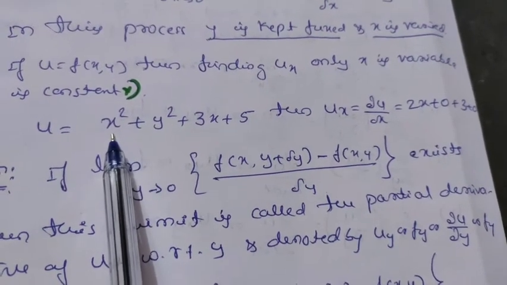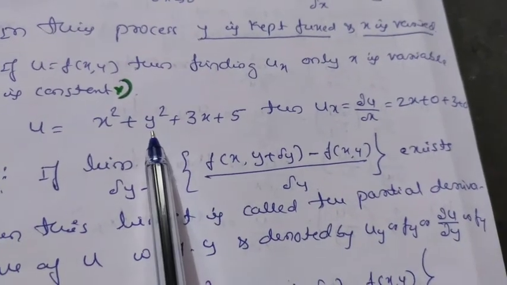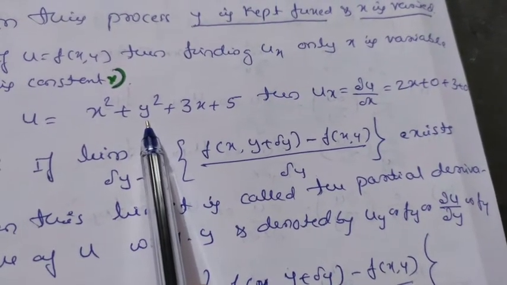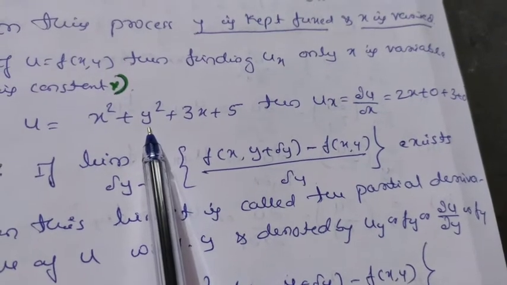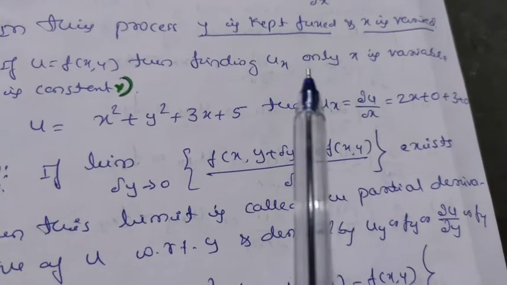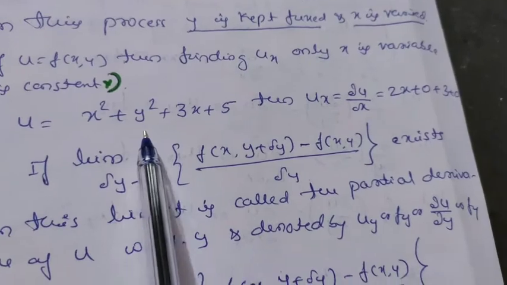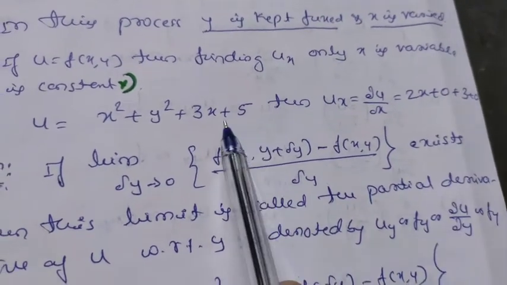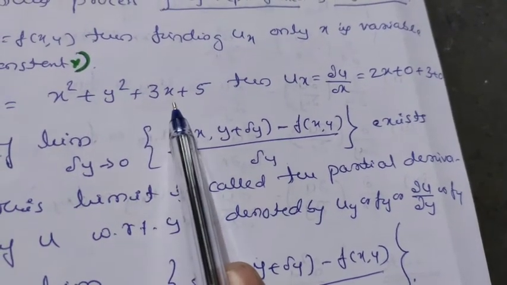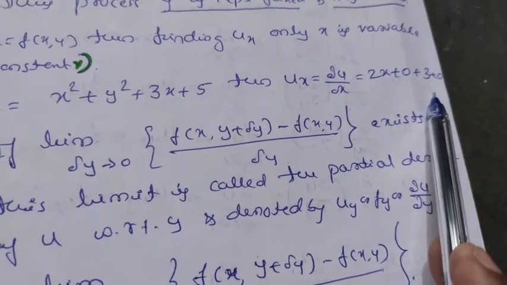So here differentiating x square with respect to x we get 2x, and differentiation of y square partially with respect to x means y is constant. I told you this one is very important. While finding the partial derivative with respect to x, only x is variable, remaining are all constant. So y is constant, and the derivative of a constant is 0. Then the derivative of 3x with respect to x is 3, because x is variable. Then plus 5 is constant, again the derivative of 5 is 0.